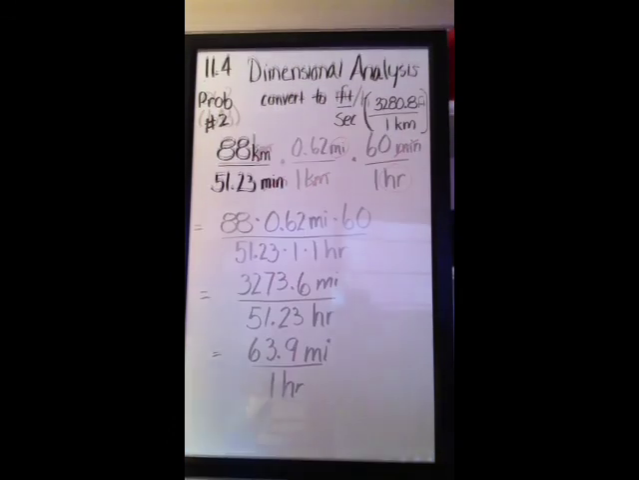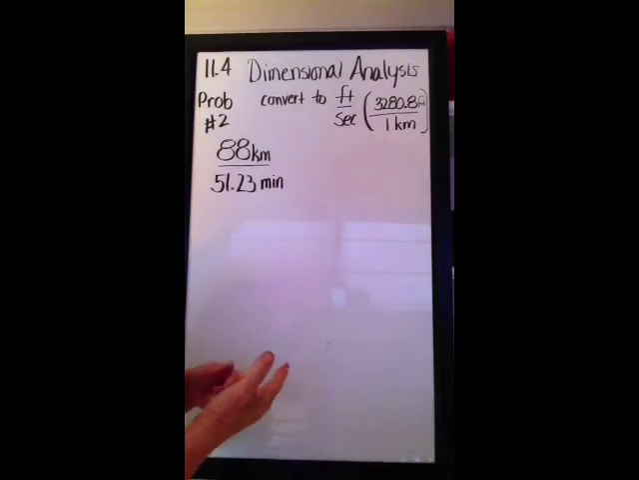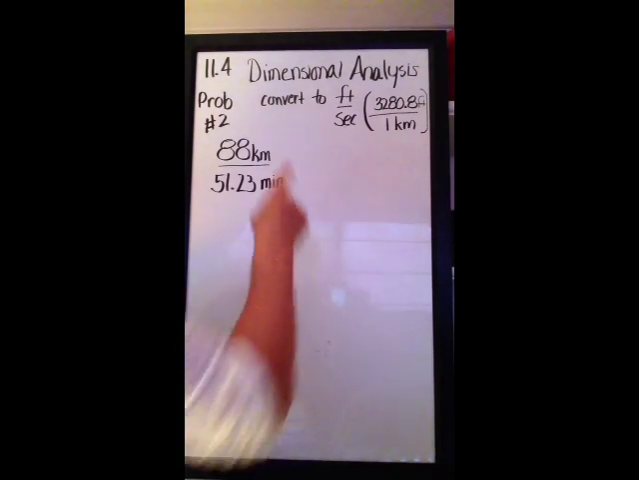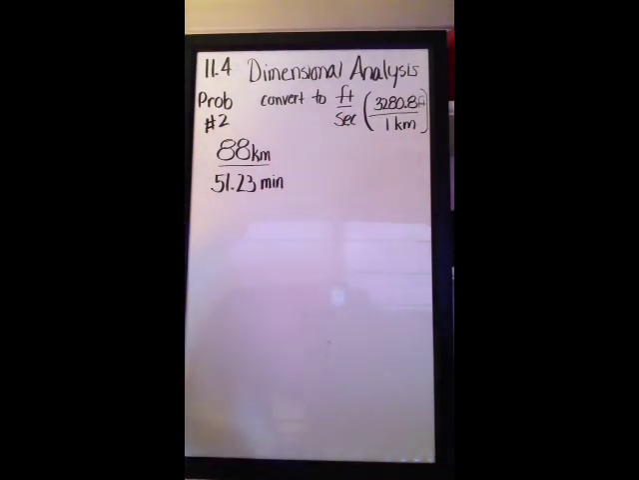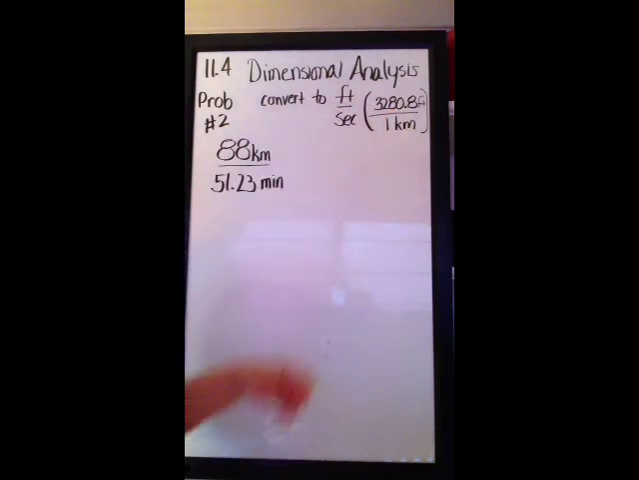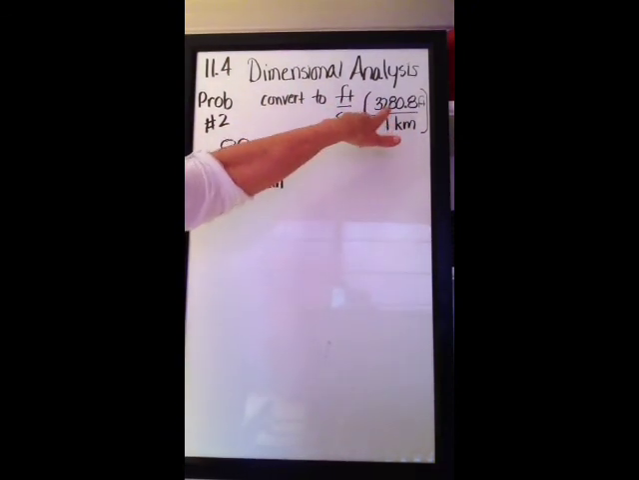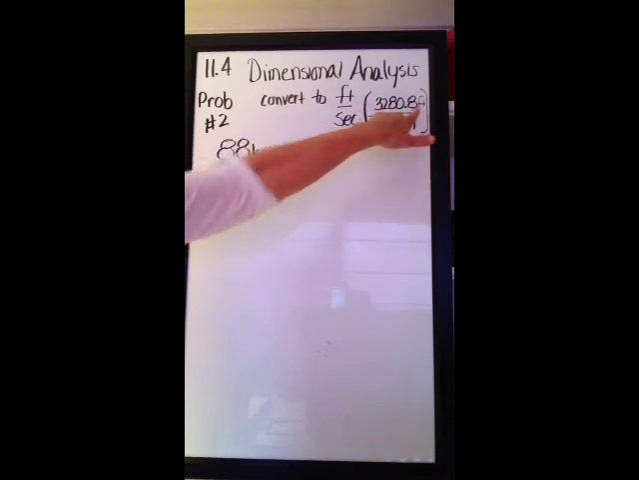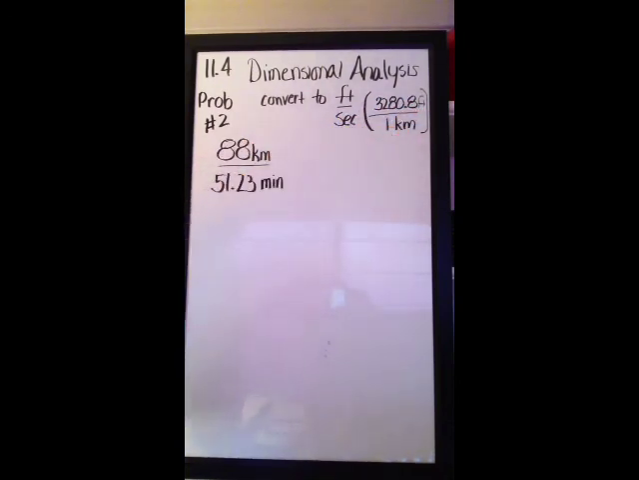Dimensional analysis. Okay, you're going to try the same problem, only instead of converting to miles per hour, you're going to convert to feet per second. You need the conversion factor for feet to kilometers. There are 3,280.8 feet in 1 kilometer. So here's the original speed, 88 kilometers over 51.23 minutes. Convert that to feet per second using dimensional analysis.